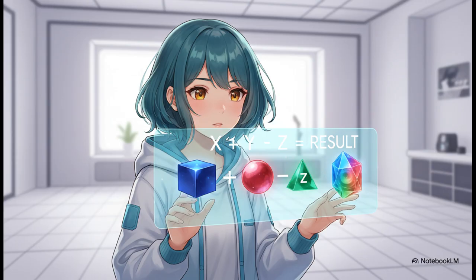All right, let's start with something that probably looks pretty familiar. It's a basic instruction, right? Written in a language that we humans can totally understand. We're telling the computer, take a number, x, add another number, y, then subtract a third number, z, and just save that final answer. Seems easy enough.